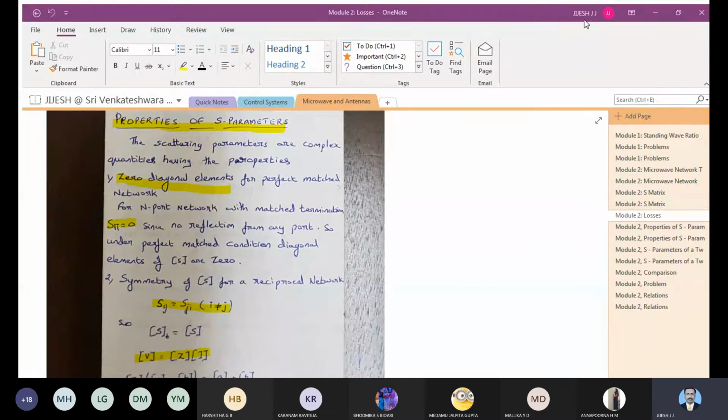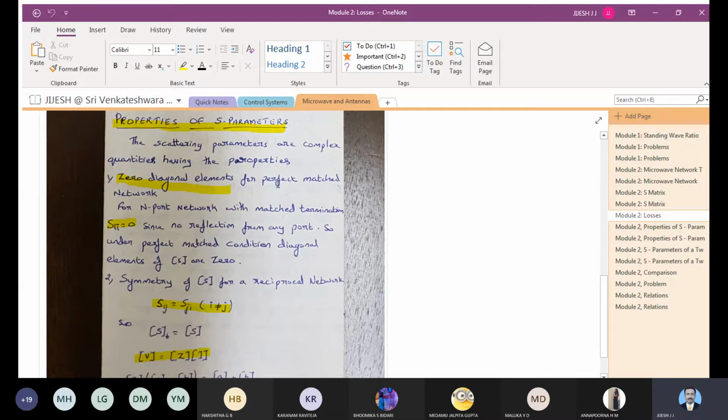Okay. So in microwave, we have been discussing the properties of S parameter. All of you are able to see this document, right? Yes, sir. So we will continue further. We have discussed that in the previous class.